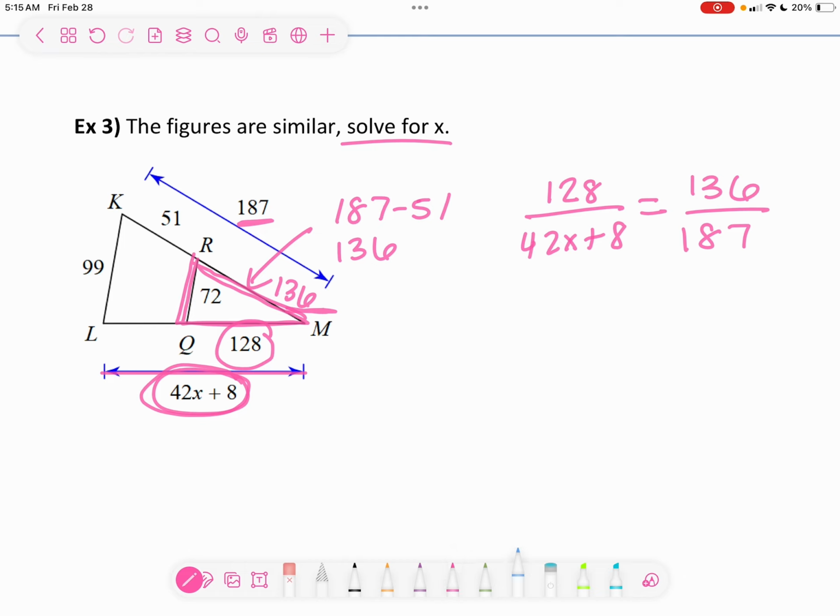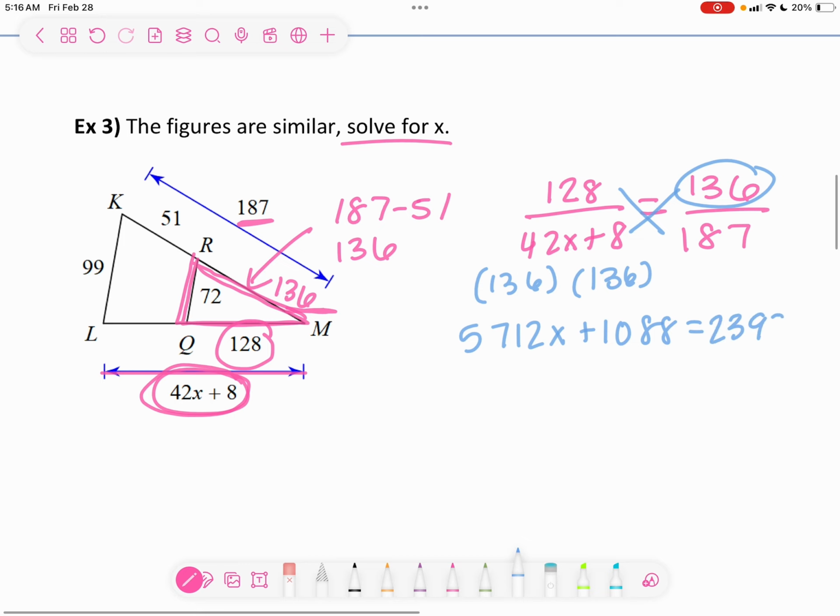Now cross multiply and solve. So I'm going to go ahead and do the distribution first. So take my 136 and multiply that to 42, and then 136 times 8 as well. So 136 times 42, these numbers are going to get pretty big. So 5712x plus 136 times 8, 1088, equals 128 times 187, 23,936.